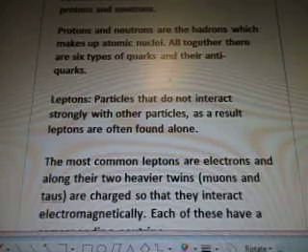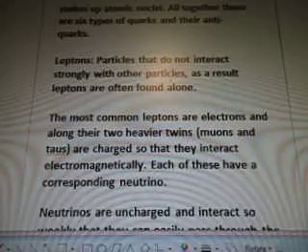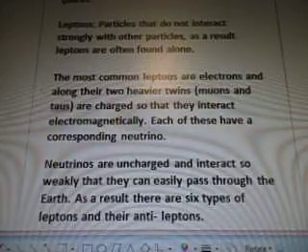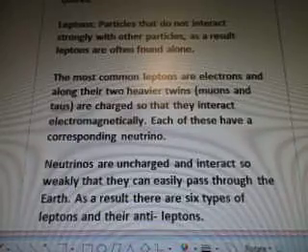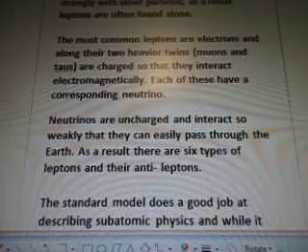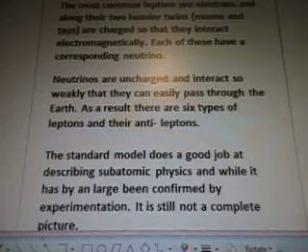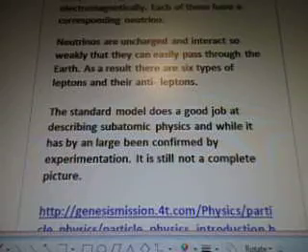Leptons are particles that do not interact strongly with other particles. As a result, leptons are often found alone. The most common lepton is the electron, and its 2 heavier twins, muons and tau, are charged so that they interact electromagnetically. Each of these has a corresponding neutrino. Neutrinos are uncharged and interact so weakly that they can easily pass through the Earth. As a result, there are 6 types of leptons and their antileptons.